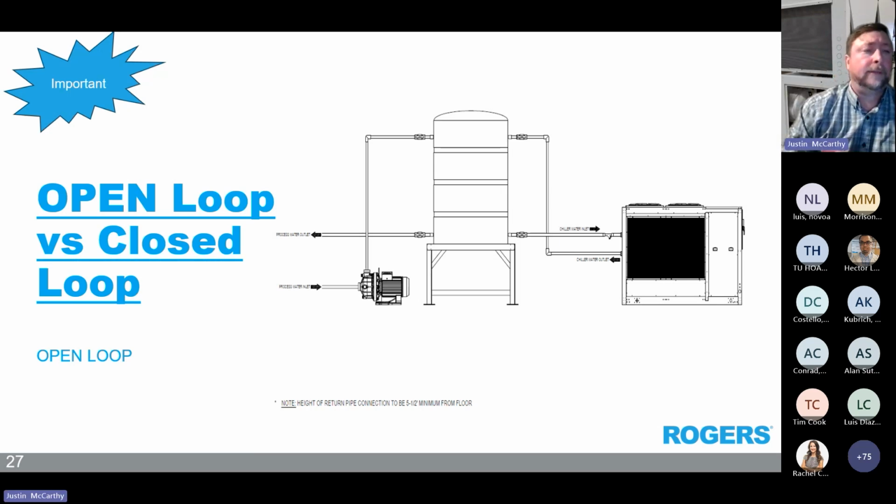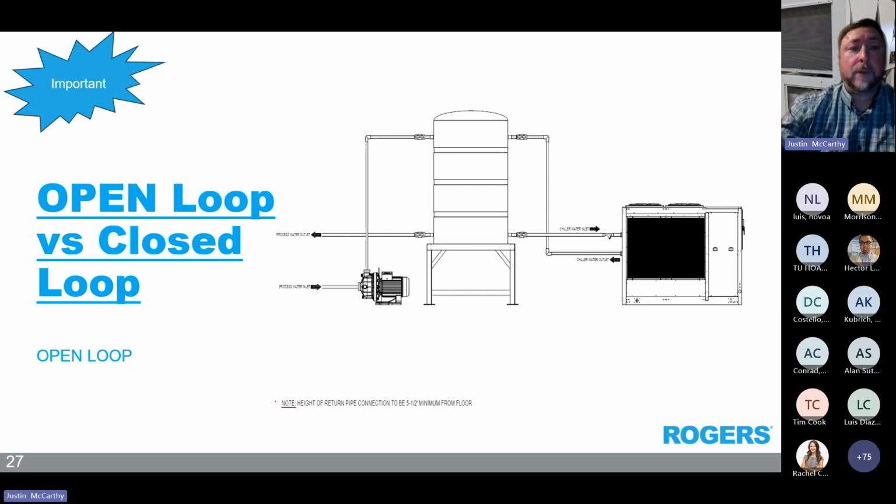So this is important, and if you could get one takeaway today, it would be understanding open loop versus closed loop systems. What you're looking at now would be a non-pressurized reservoir. Basically, external to the chiller, it is open to atmosphere. That makes it an open loop.